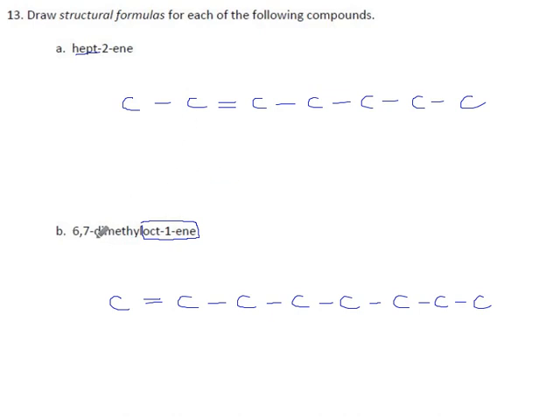Now, dimethyl means there are 2 methyl groups. Where are they? On carbons 6 and 7. So 1, 2, 3, 4, 5. Carbon number 6 has a methyl group on it. Carbon number 7 also has a methyl group on it. If you want to go 2 up or 2 down, that's no big deal. And yeah, that should do it for that one.